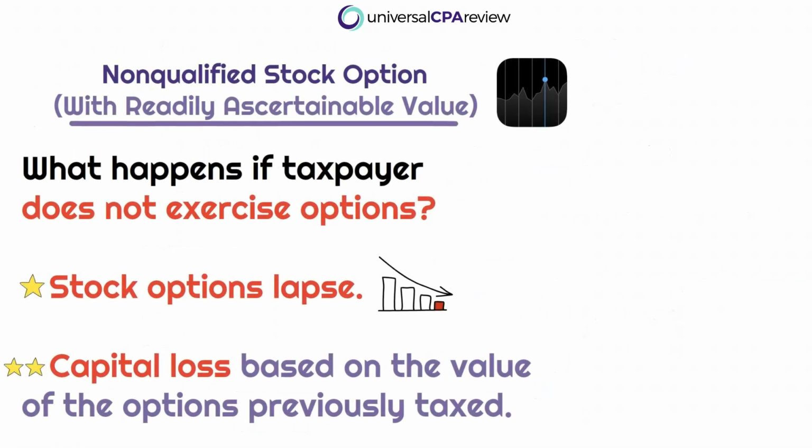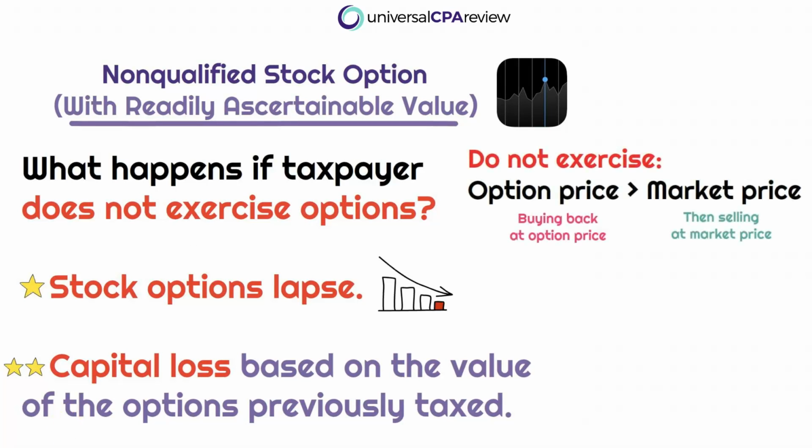Okay, so what happens if the taxpayer does not exercise the options? So basically we're saying here that Dan decides it's not a good result if he goes ahead and exercises this, right? We know that the market price is less than the exercise price. So the options lapse. And if the options lapse, Dan is going to qualify for a capital loss deduction. So how much can Dan take? This is a little bit different from if this does not have a readily ascertainable value. Basically, if the non-qualified stock option has a readily ascertainable value, the capital loss will be based on the amount that the options were previously taxed up to this point.